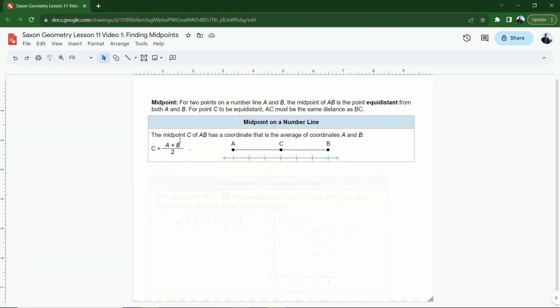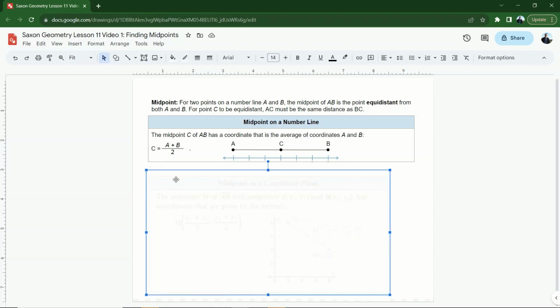Okay? In this case, let's assume that this number line here starts at 0. A would be at point 0. 2, 3, 4, 5, 6. B would be at 6. 0 plus 6 is 6, divided by 2 is 3, so my midpoint would be 3. Now, on a number line, it is extremely easy to find the midpoint. I don't think you're going to have any problems calculating midpoint from a number line.